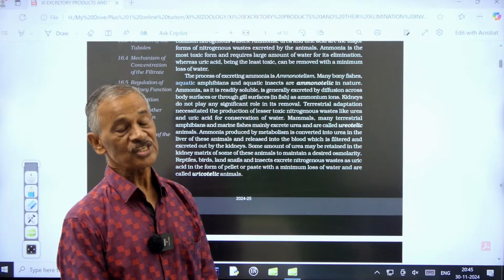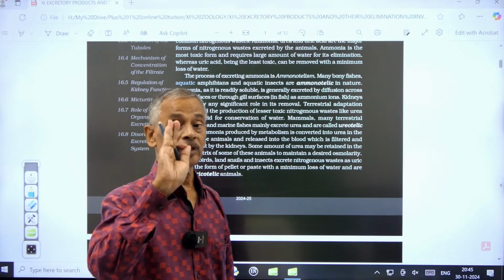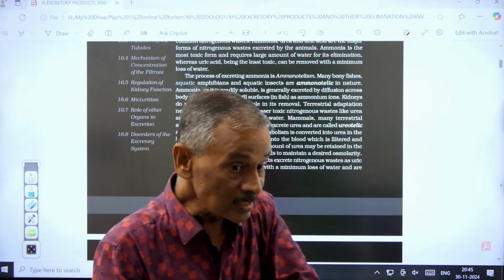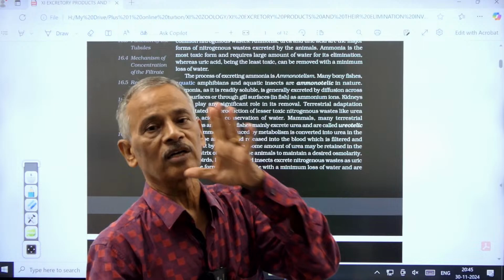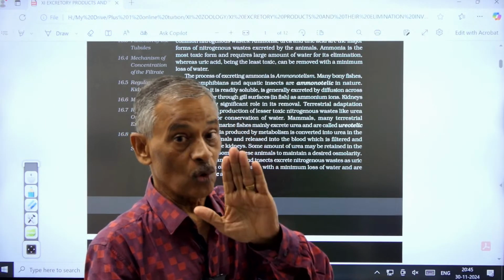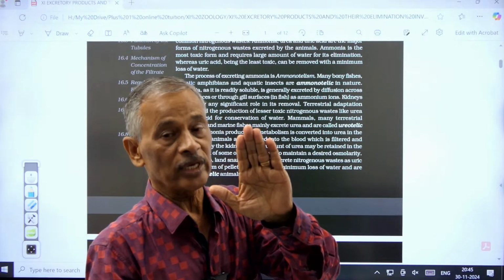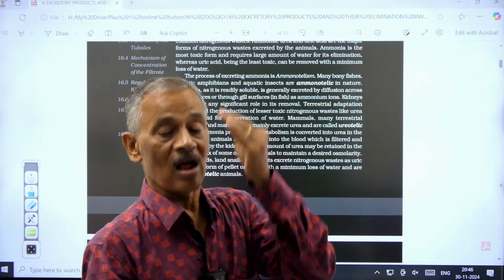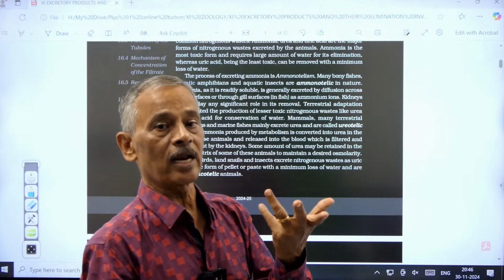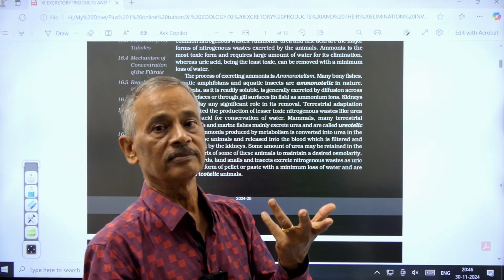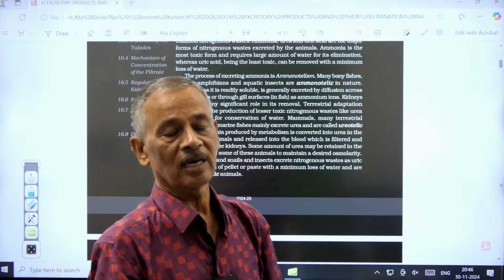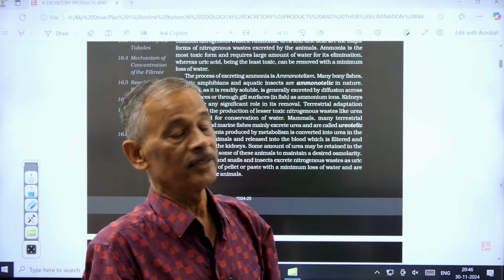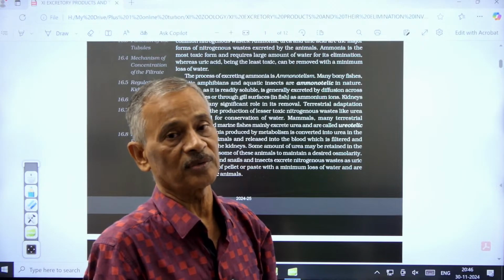Now, terrestrial animals cannot afford the loss of water. Their problem is how to conserve, how to store water in their body. They cannot afford loss of water. Okay. So, their mechanism is how to store the water that is already present. They are losing water because of evaporation. They are living in dry conditions. So, their problem is to conserve water. They don't have much water to be lost from the body.